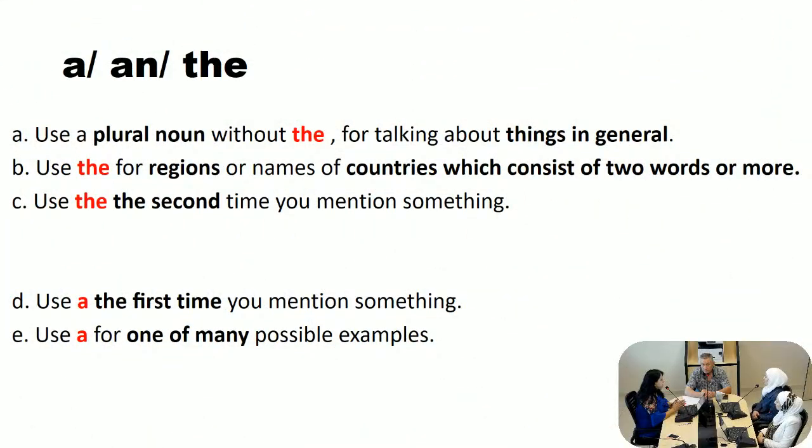About a, we use it the first time we mention something. The first time I bought a cat, for example, this is the first time. Use it for one of many. He is a teacher, for example. He's one in many. I'm going to summarize the use of a again. Singular, countable, indefinite nouns mentioned for the first time, and we have more than one of the noun. I repeat, singular, countable, indefinite. Indefinite means not known. Singular, countable, indefinite nouns mentioned for the first time, and we have more than one. Because when we have only one, we need to use the.